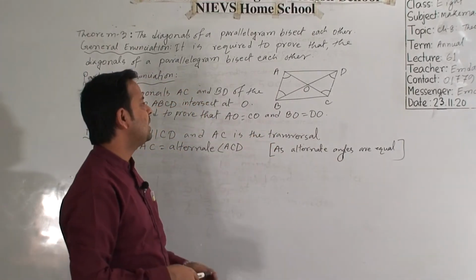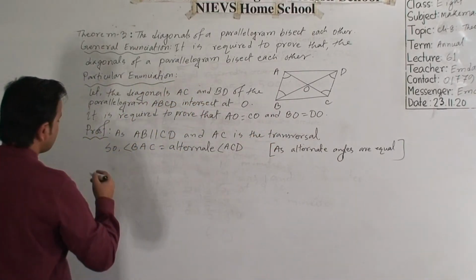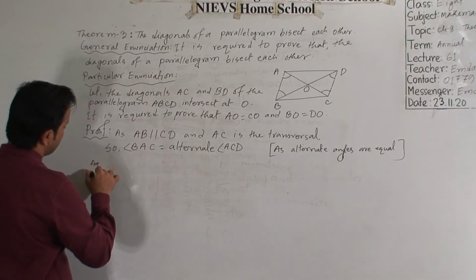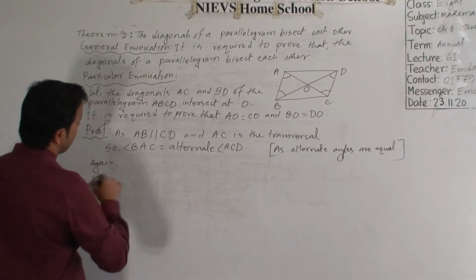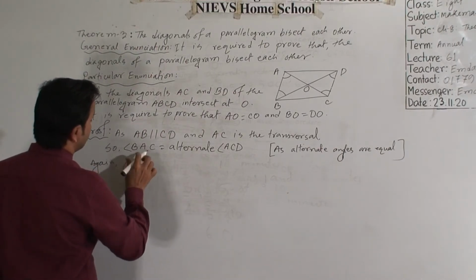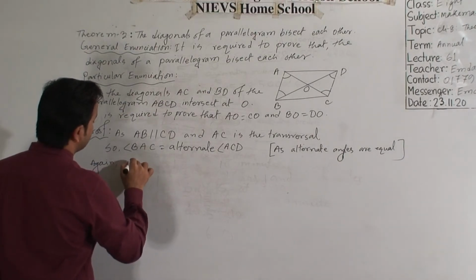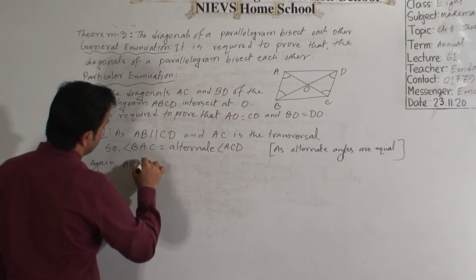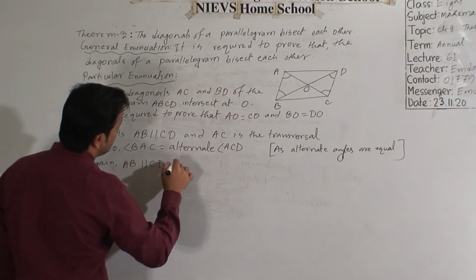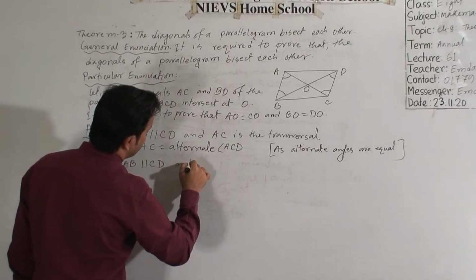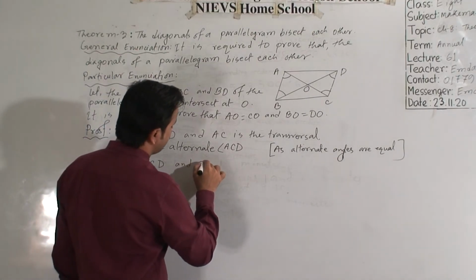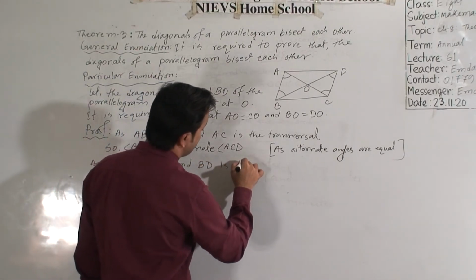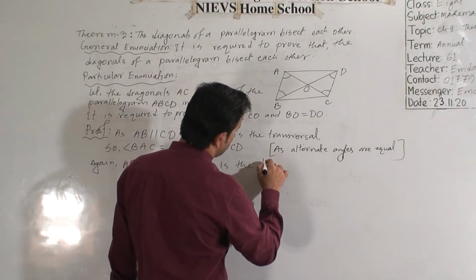So we can write here, again, AB parallel CD and BD is the transversal.